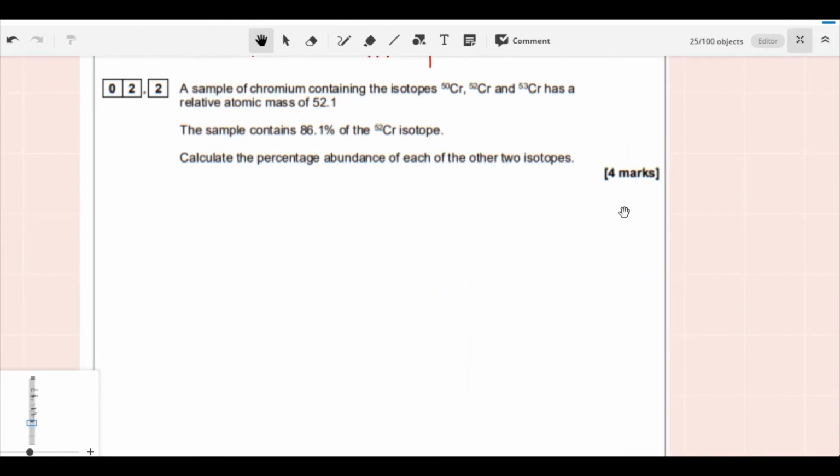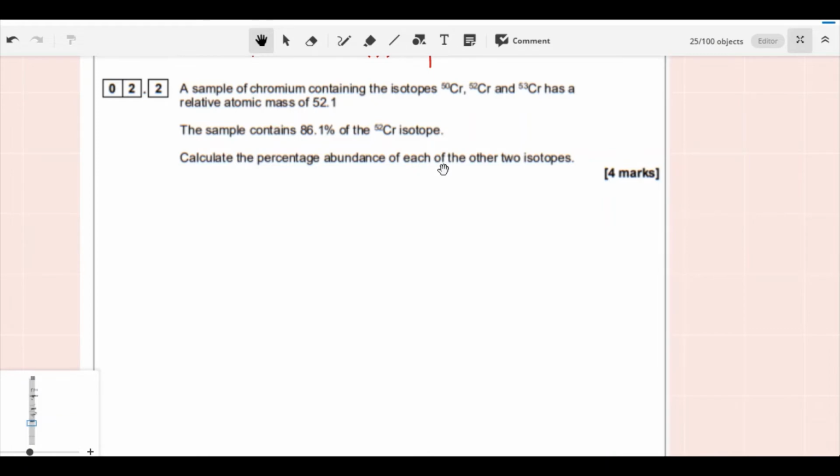Okay, again a 4 marks question, so that is a little bit tricky because that is again calculation based. A sample of chromium containing the isotopes chromium-50, 52 and 53 has a relative atomic mass equal to 52.1. The sample contains 86.1% of the chromium-52 isotope. Calculate the percentage abundance of each of the other 2 isotopes.